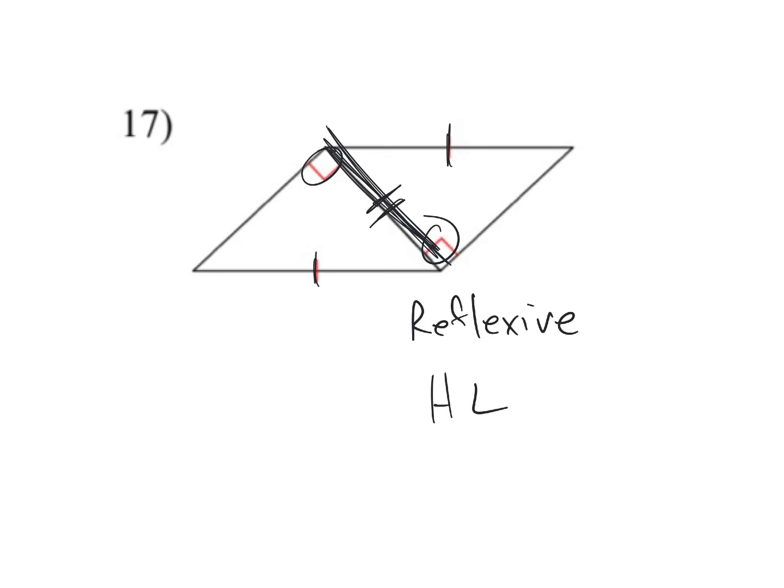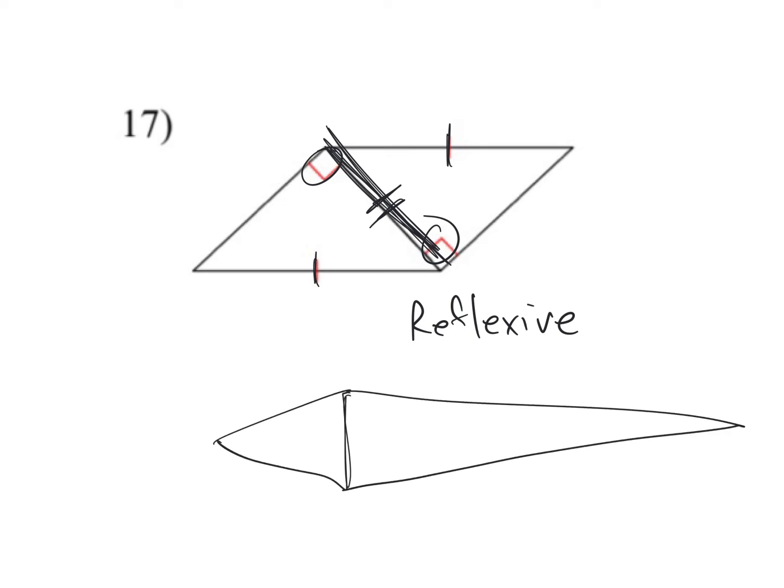On the quiz, I had quite a few students just say, hey, reflexive. That doesn't mean you have congruent triangles. Okay, so I mean, I can draw two triangles that have a reflexive side. They are definitely not congruent. Okay, you have to have the theorem that goes with it. Okay, so this is a hypotenuse leg.